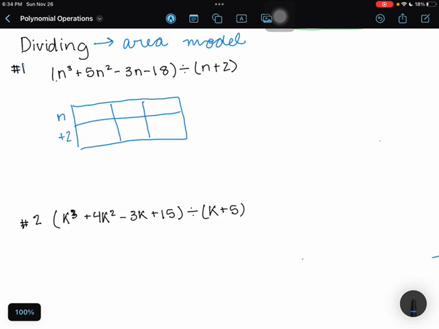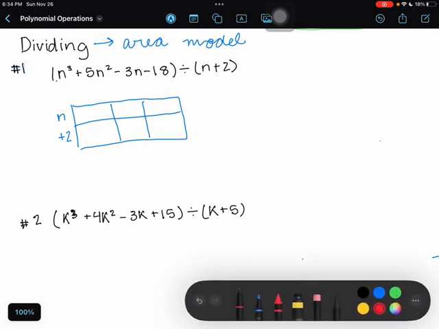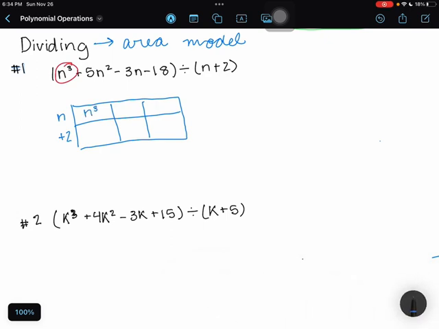And then I know that everything inside my box is going to be this first polynomial that I've given. So we always start by putting the first term of our polynomial that we see, n to the third, inside this first box. Now I'm going to ask myself, what do I multiply n by to get to n to the third? And that's n squared. Now to keep with the pattern of multiplication, I have to do n to the second power times 2, which gives me 2n squared.